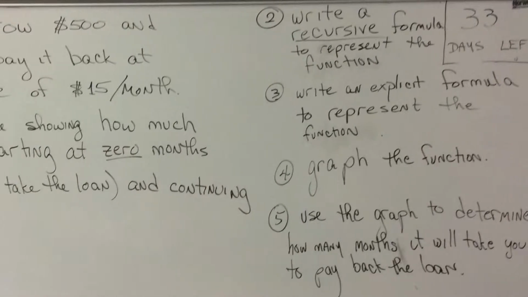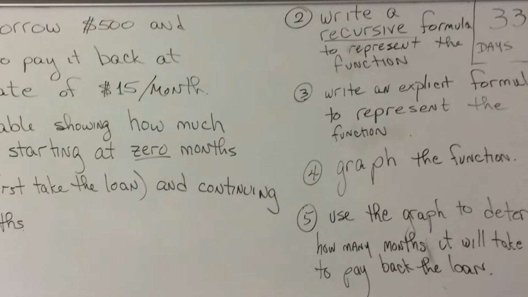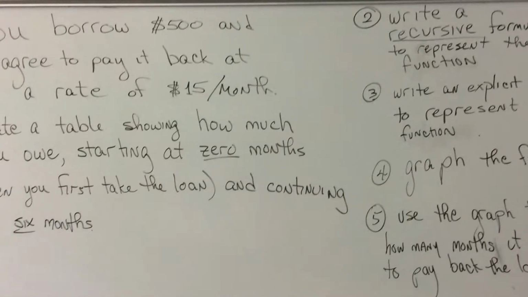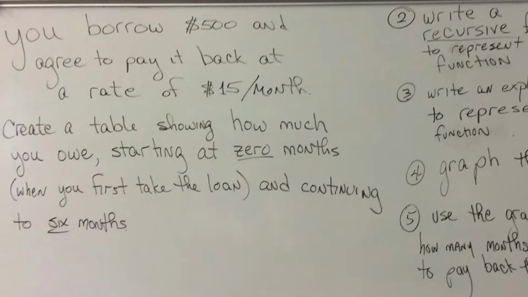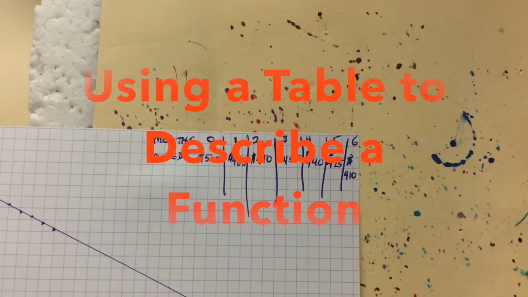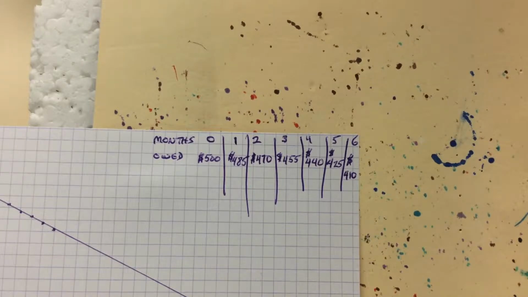So the question started out as you borrow $500, okay? And you promise you're going to pay it back $15 a month, okay? And I asked you to make a table, and to make a table specifically of how much you still owe after each payment. So at month 0, right after you borrowed the money, you still owe $500.